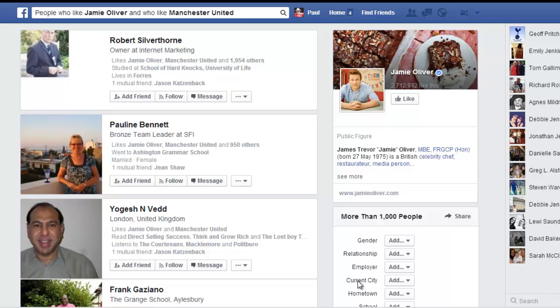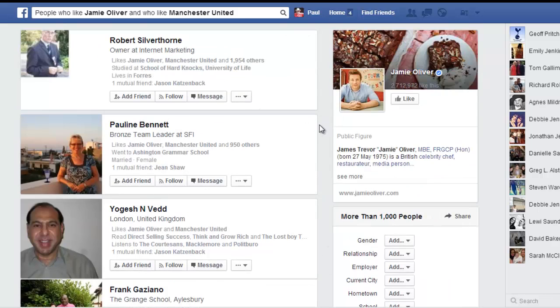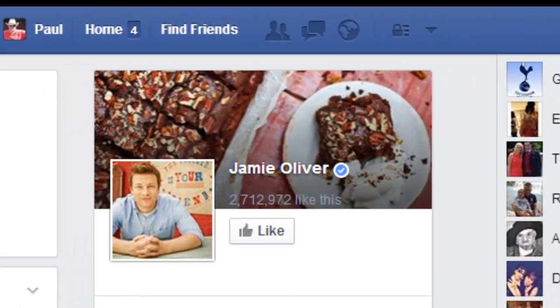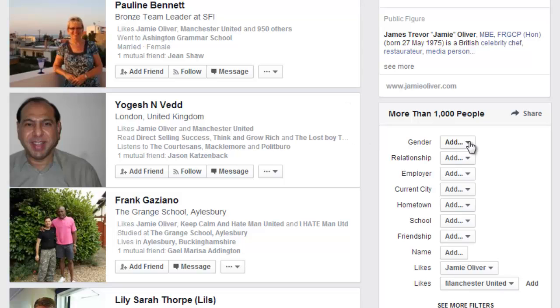If we look to the right here now, we can see that there are over 1,000 of them, and that's not surprising because if I went to Jamie Oliver's homepage, in fact you can see it here, he has nearly, not far off, 3 million likes. So he's a popular boy. So it's not surprising that more than 1,000 like him and Manchester United.